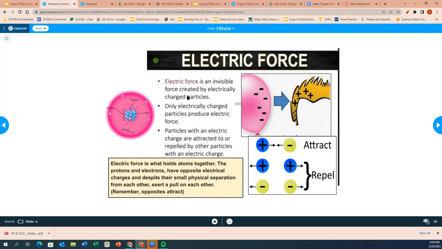So an electrical force is created by invisible electrical charges. If you take a balloon and rub it against your hair, you can get a charge on the balloon, and then you can have it attract to a wall. Positives and negatives attract, but positives repel positives. Electrical forces hold atoms together. The protons and electrons have opposite charges, and despite their small physical separation, they exert a pull on each other. Remember, opposites attract.